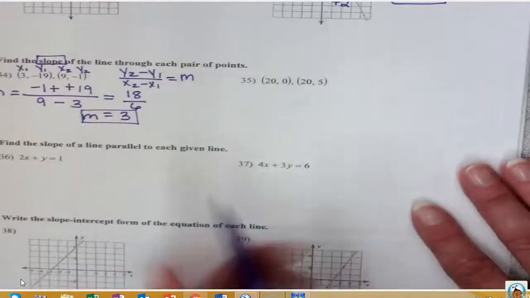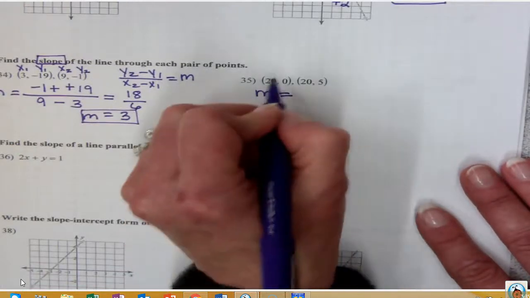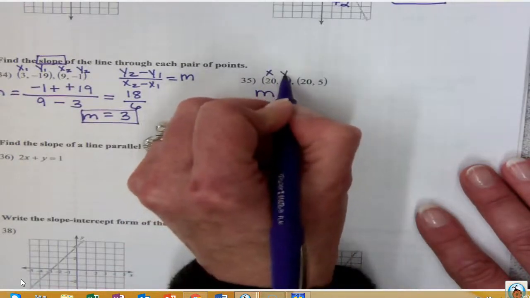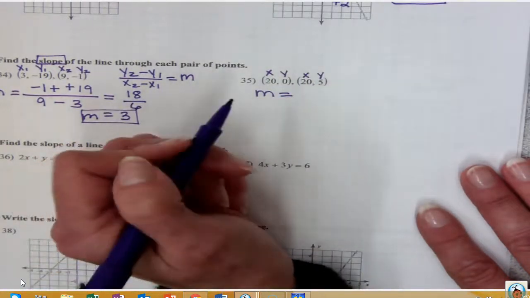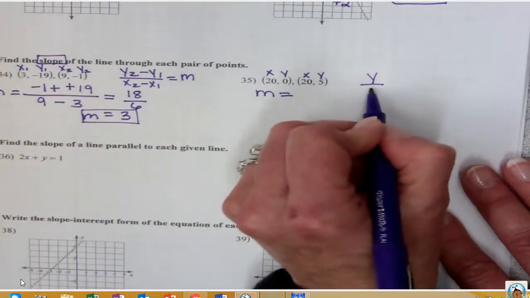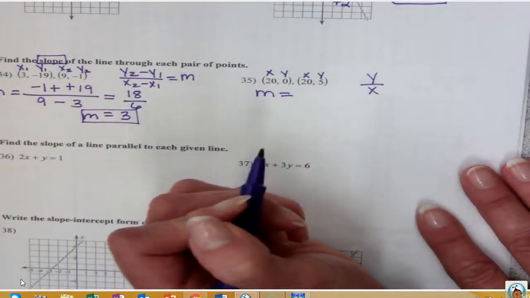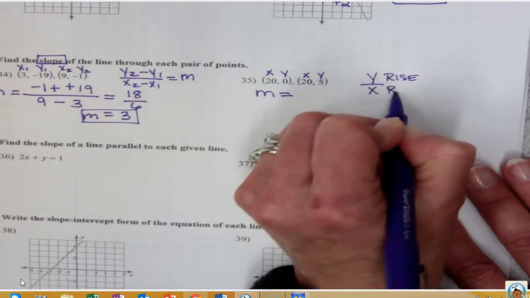Okay, so let's use the same equation here. M is going to equal, this is my x, this is my y, this is my x, this is my y. Make sure you're subtracting your y's and that your y goes over your x. That's another common mistake. This is your rise, this is your run.